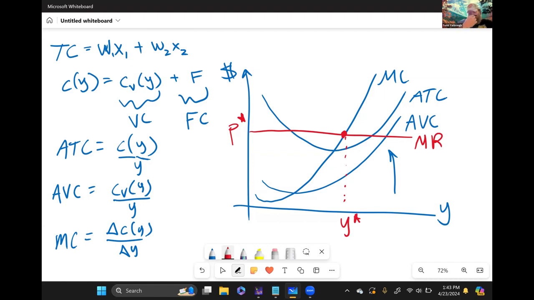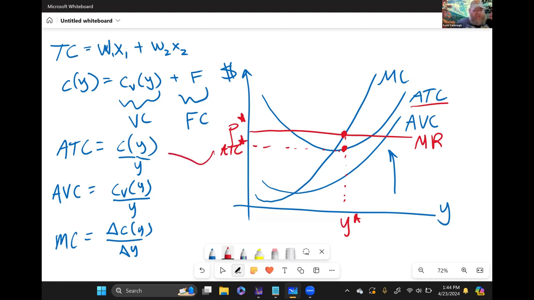And then, of course, the other thing that we're able to do here is show what profits are. The reason we're able to show what profits are is because we have average total cost. And because we have average total cost, we actually know what total cost is at this particular point. So if we just take this over here, we'll call this ATC star. That's the average total cost at the profit maximizing level of output.